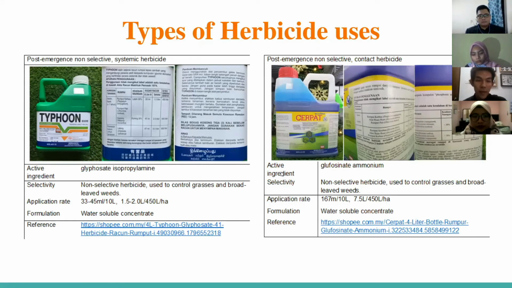And this is the type of herbicide we are using for the plantation. The first one is the post-emergence non-selective systemic herbicide, and the second one is the post-emergence non-selective contact herbicide for the next season. And this is the calibration rate and the active ingredient in the herbicide. Next.